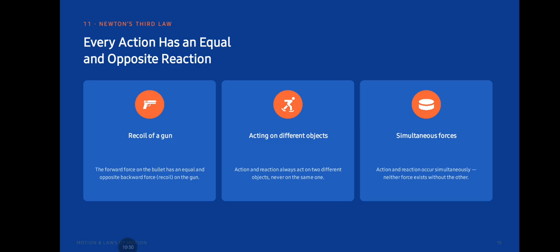Newton's third law: every action has an equal and opposite reaction. So, recoil of a gun. The forward force on the bullet has an equal and opposite backward force, recoil, on the gun. Acting on different objects: action and reaction always act on two different objects, never on the same one. Simultaneous forces: action and reaction occur simultaneously. Neither force exists without the other.